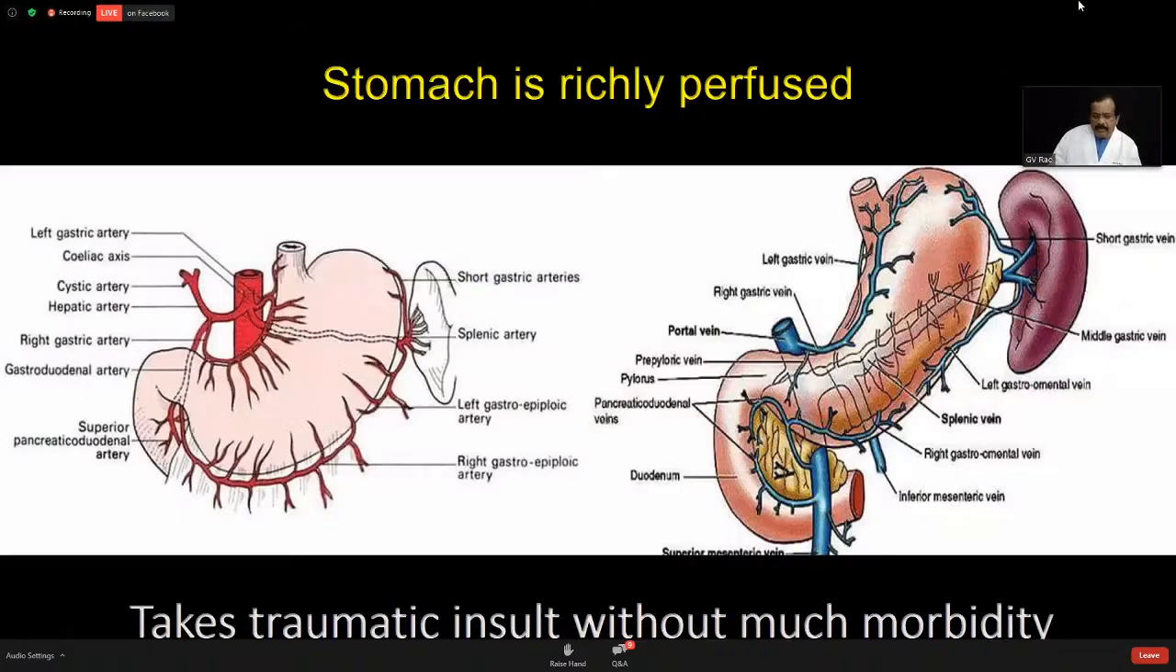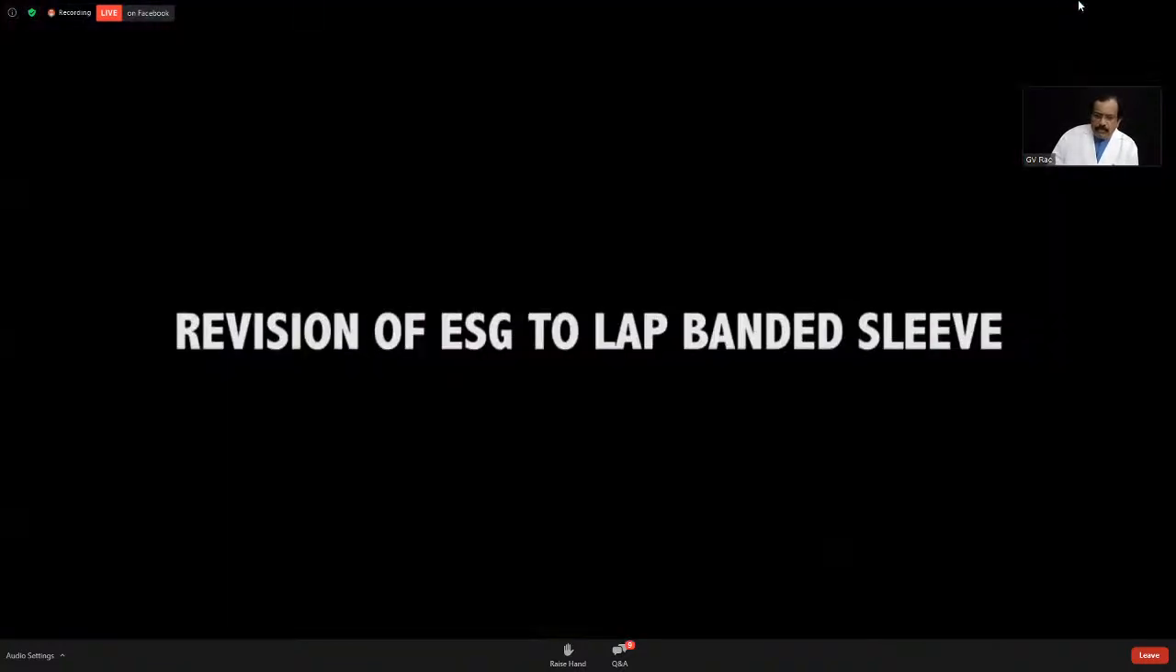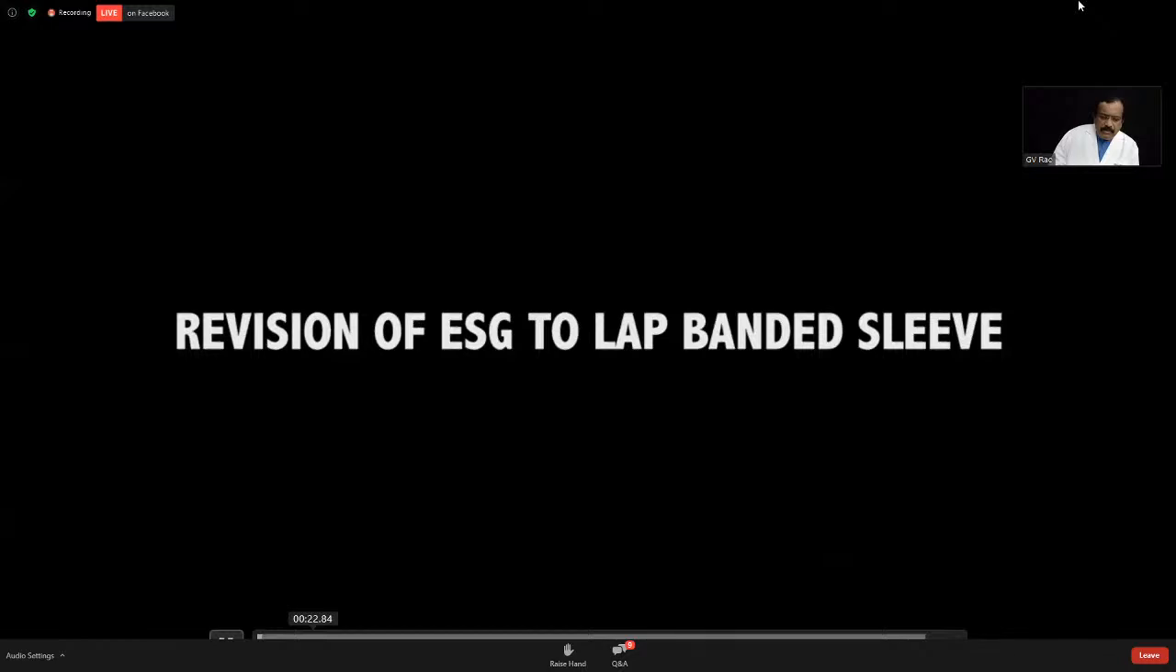It is likely, and very rightly, that the stomach is heavily perfused. That is the reason we don't see any ischemic changes in spite of taking these multiple sutures, because of the extremely good perfusion of the stomach. You can see this is the serosal aspect of one of these patients who has undergone endoscopic sleeve gastroplasty. Only a couple of sutures are full thickness, and the rest are not full thickness, just mucosal sutures.